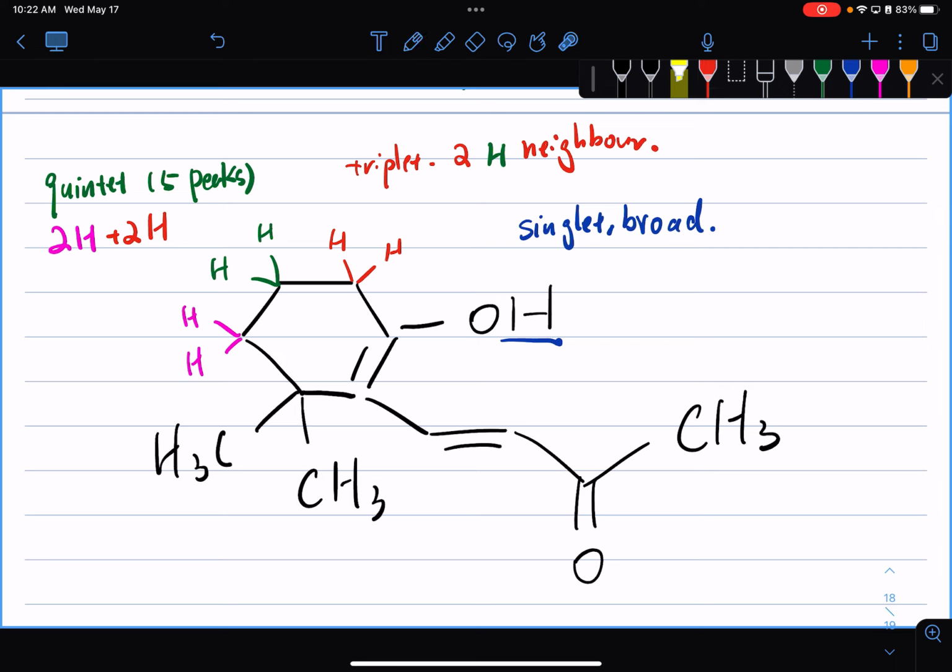For the pink hydrogen, this carbon is already tetrahedral. It doesn't have any hydrogen around it. So my pink hydrogen will also be a triplet. And the reason it's a triplet is because of the 2 hydrogen that's neighboring to it, the 2 green ones.